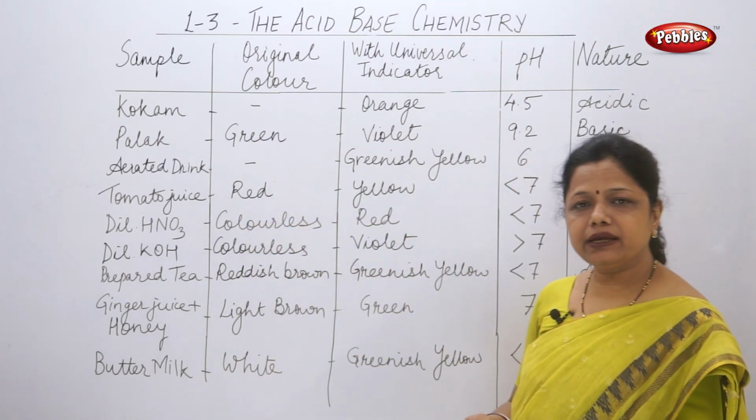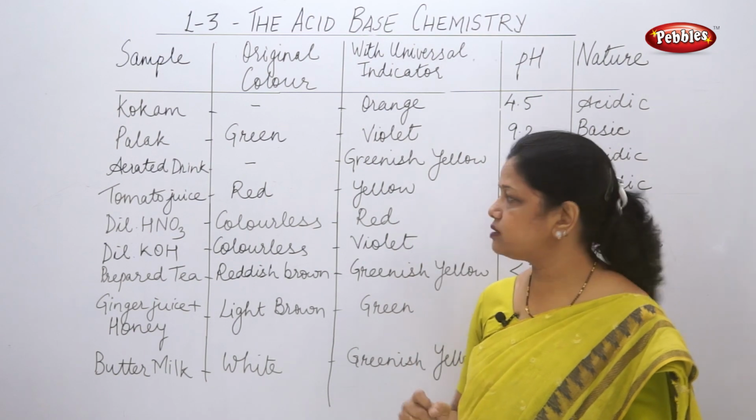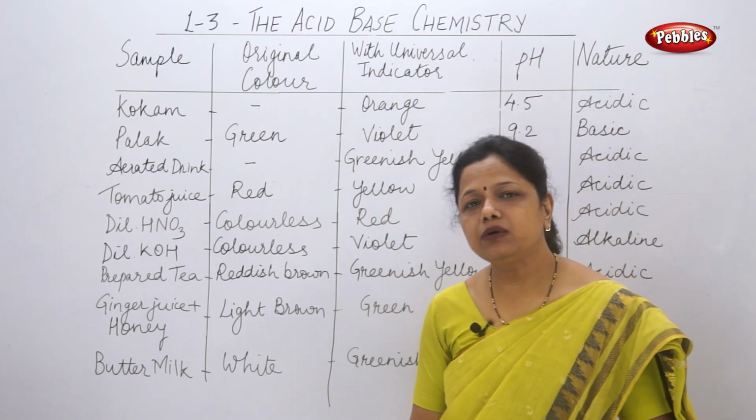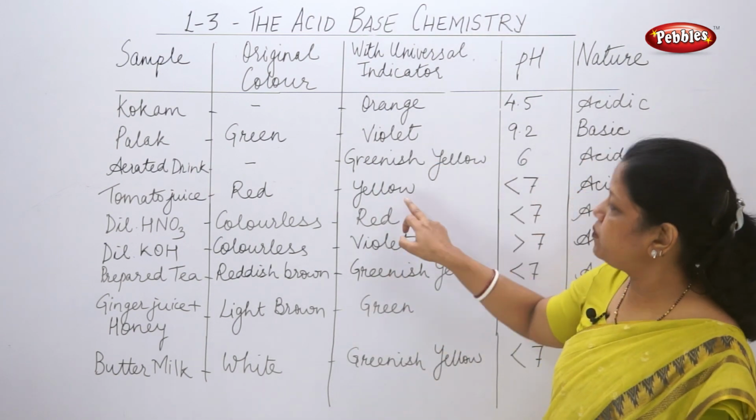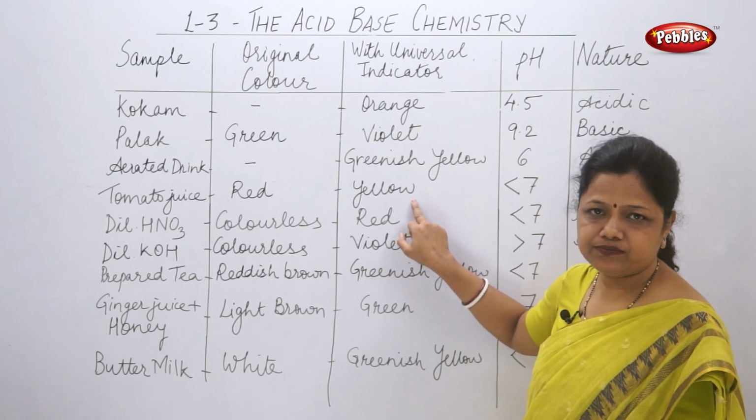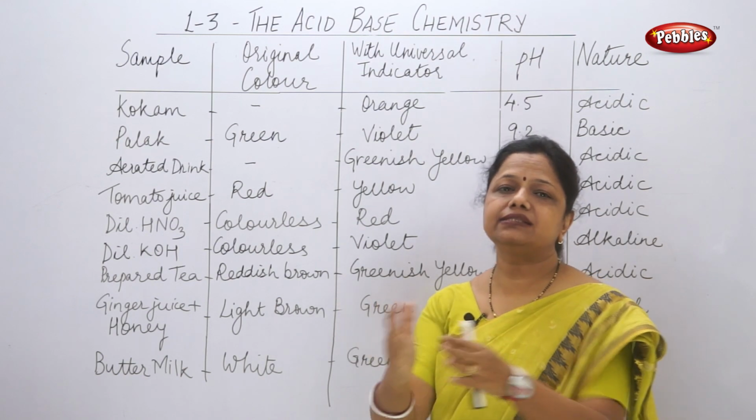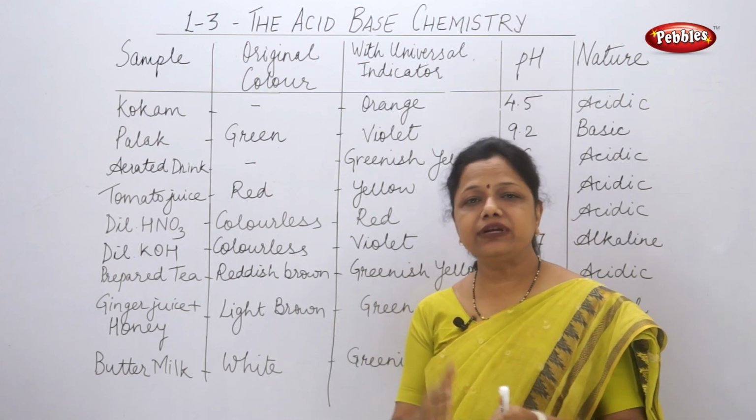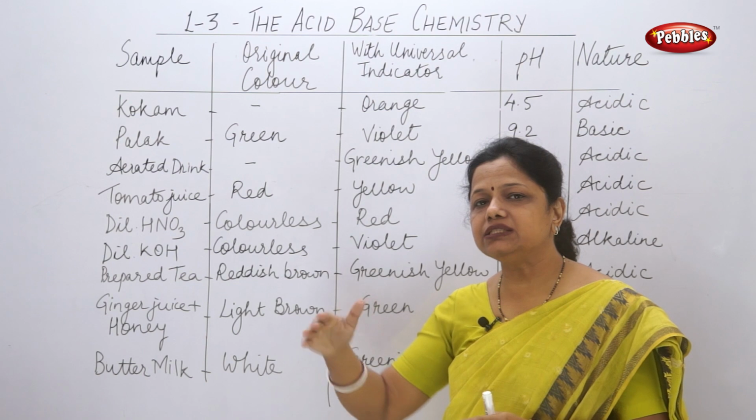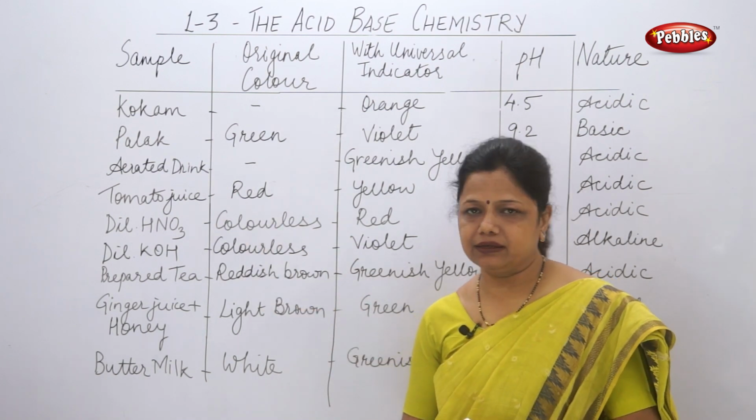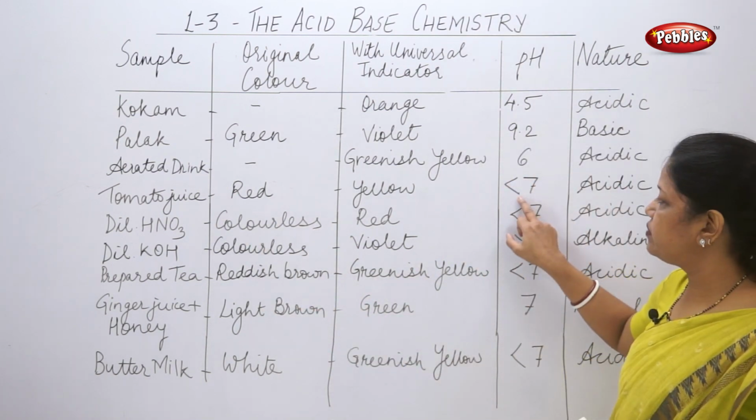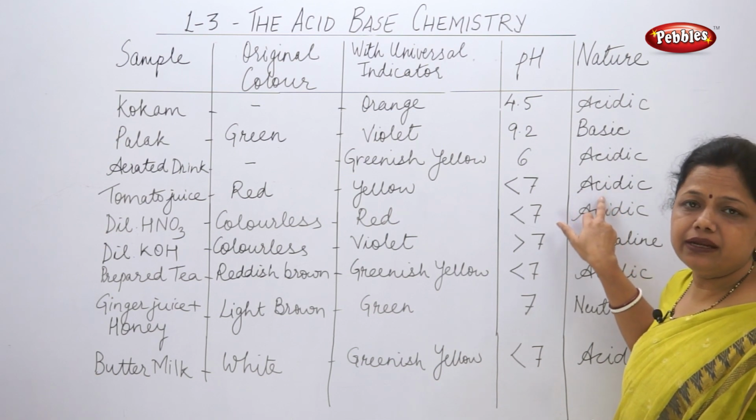With the universal indicator, I take the universal indicator strip and I put it in the tomato juice. This strip will turn to yellow color, and this yellow color is indicating that it is less than 7. If it is more than 7, it will start changing the color towards the violet color. So if it is less than 7, it is acidic in nature.